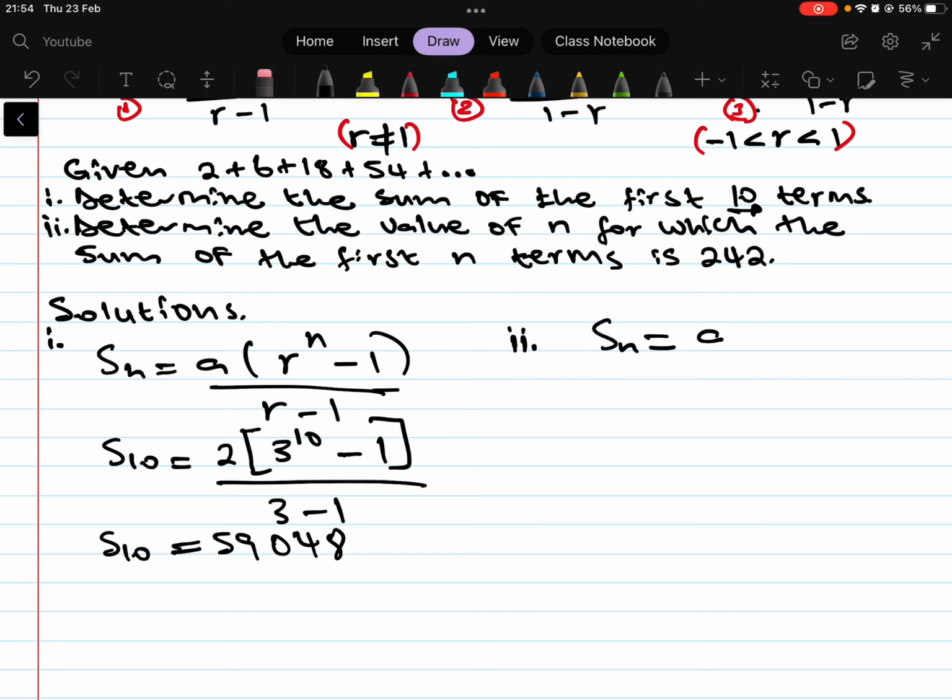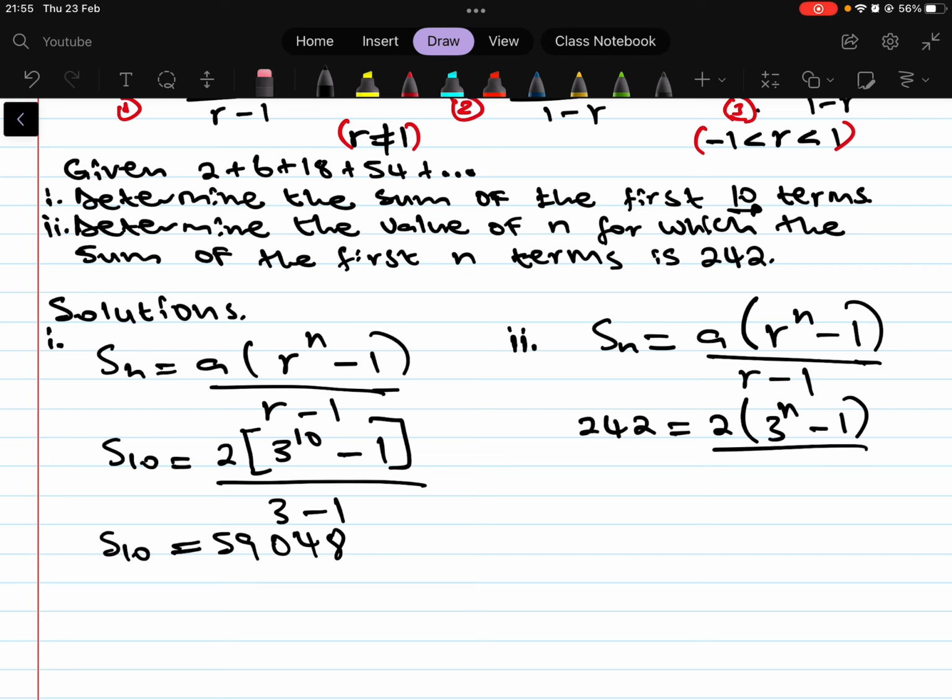So we still have the same formula that we have used, r^n - 1 divided by r - 1. Just make sure that the brackets look the same. If we use circular brackets, let's use circular brackets. So the value of Sn is 242. What is a? It's still 2 because we're still using the same series. r is still 3 for the same reason. n is what we are looking for in this case. And then r is still 3 minus 1.